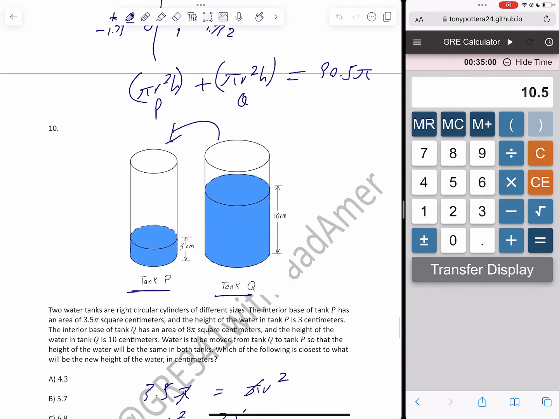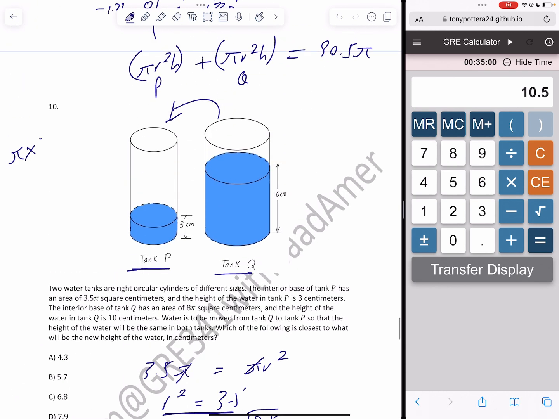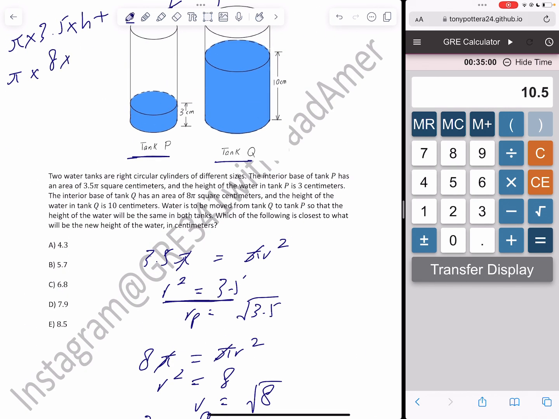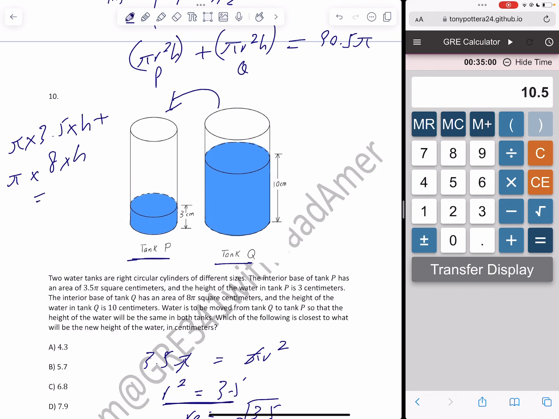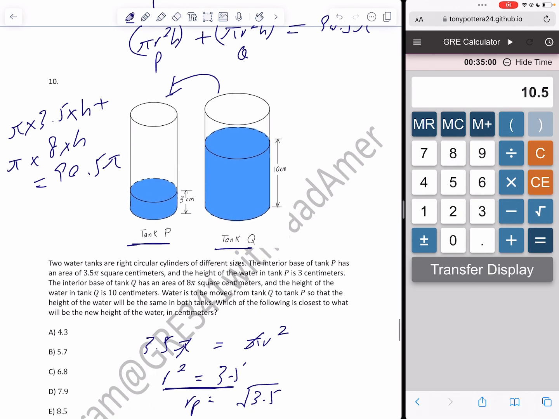So let's plug in the values. Pi into r square of P, which is 3.5, into h, plus pi into r square of Q, which is 8, into h is equal to 90.5 pi. Now we just need to simplify this and solve for h. The reason we can take h to be common is because water is to be moved from tank Q to tank P so that the height of the water will be the same in both tanks. That's why h can be common between the two, and that's why we need to calculate the new height.